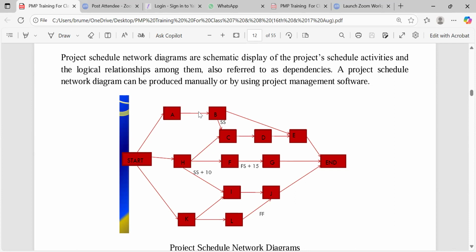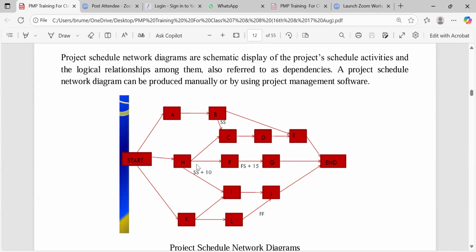Now let's look at how many paths we have here. Let's go. Start, A, B, E, and end, one path. Start, A, B, C, D, E, another path, right? That's two paths. Start, H, C, D, E, end. That's the third path. Start, H, F, G, end. Another path. Start, H, I, J, end.